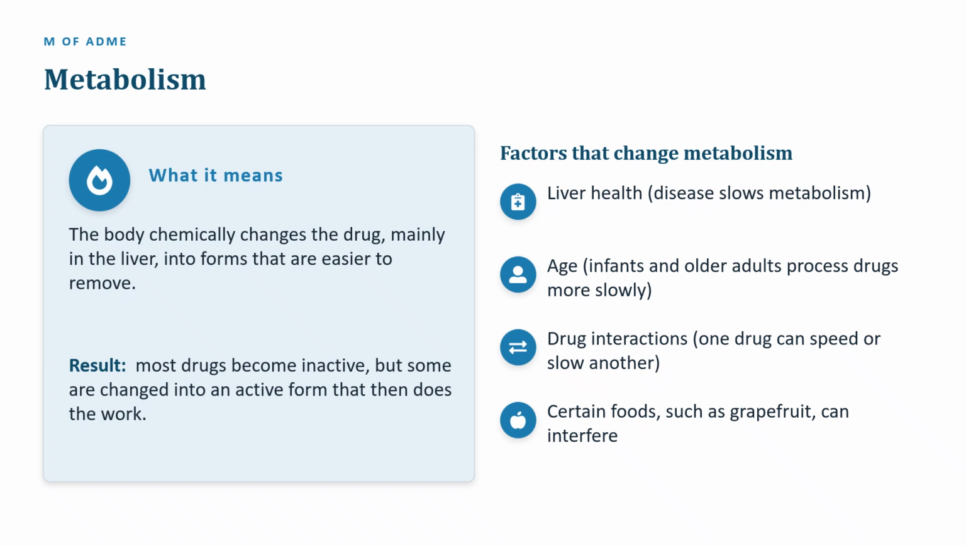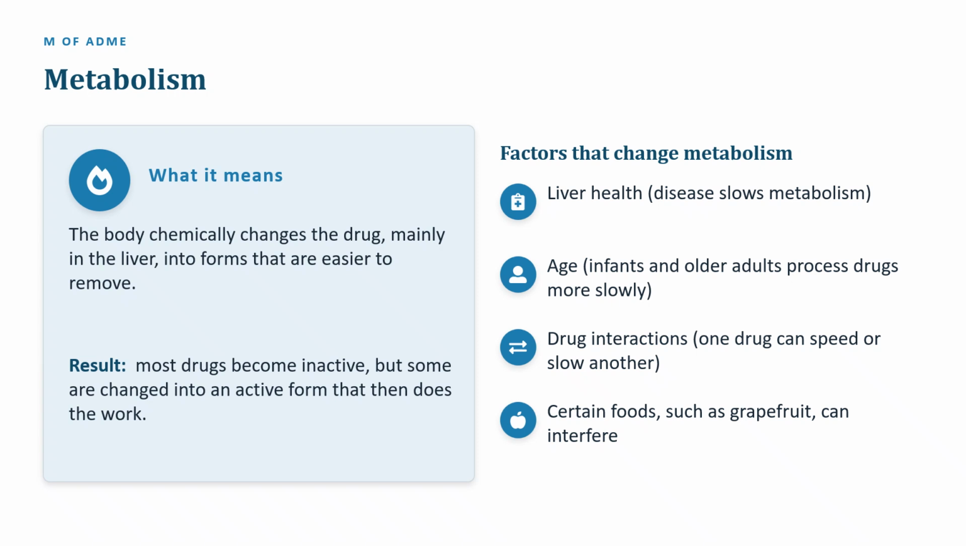For most drugs, metabolism turns the active drug into an inactive form, essentially winding it down so it can be cleared. But for some drugs, the opposite happens. The drug is given in an inactive form, and the liver converts it into its active form, which then does its therapeutic work. These are sometimes called prodrugs. Well, either way, the liver is the body's main processing plant for medications.